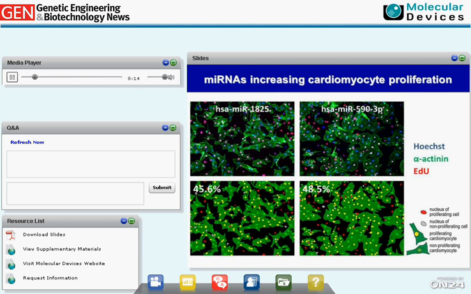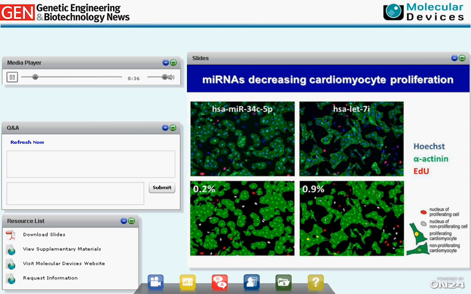And here you can see some examples of the microRNAs that increase proliferation. So now you see, for example, for microRNA 1825, a very massive increase in cell proliferation. Many more nuclei are now stained red. And the same is true for the other microRNA. And here I'm showing you 2 microRNAs that decrease the proliferation of the myocytes. In this image, it's very difficult to find a cardiomyocyte that is proliferating.